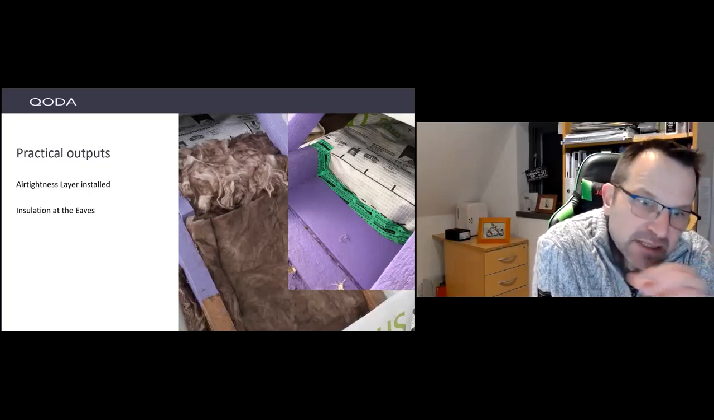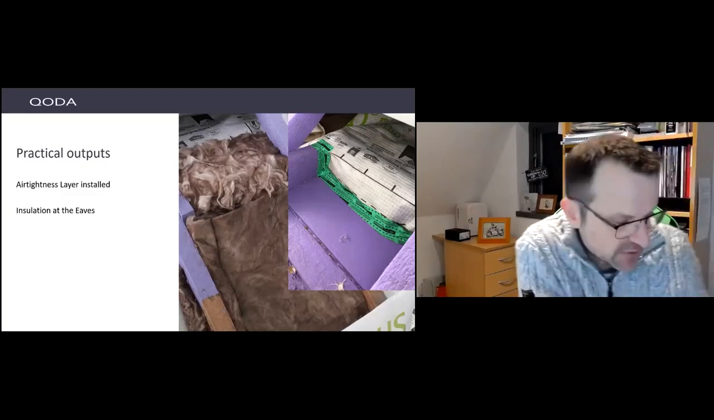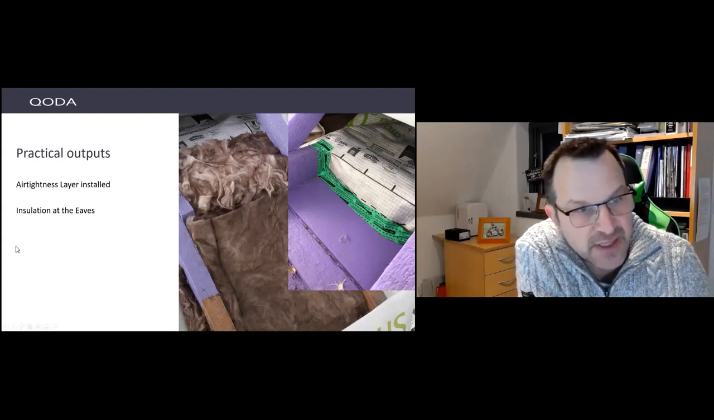And then behind that, you can see that this was a trial house, and we were trying to work out how we were going to install the insulation over the eaves, because that's a real weakness in terms of thermal bridging at that junction. And we ended up using aerogel at that location.